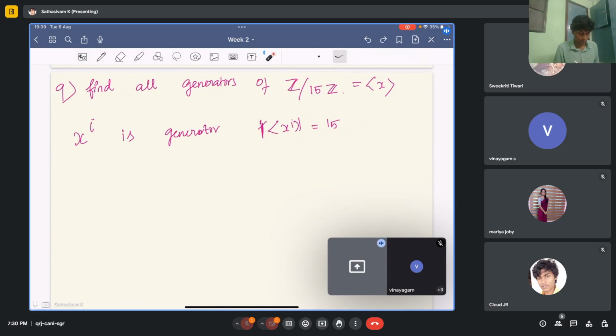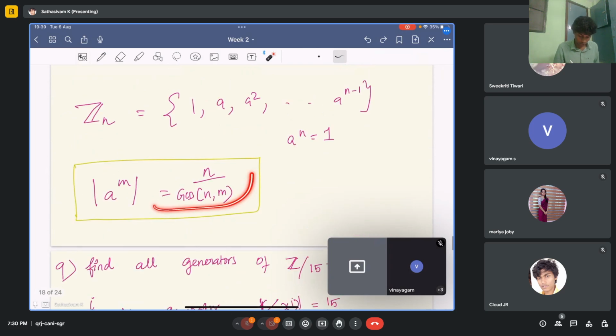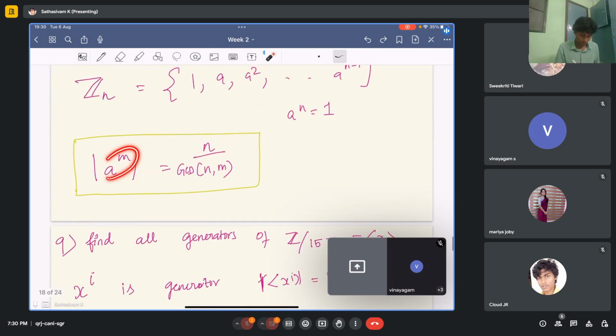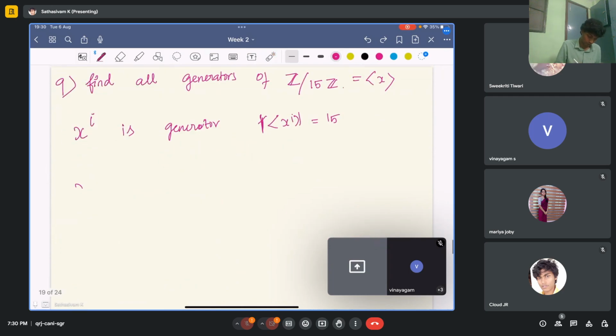So that means the GCD has to be 1. If A to the power m is a generator, then the order has to be n, which means the GCD has to be 1. Okay, so that means x to the power i is a generator if and only if GCD of i comma n equals 1. Here I will write it clearly: generators of Zn.